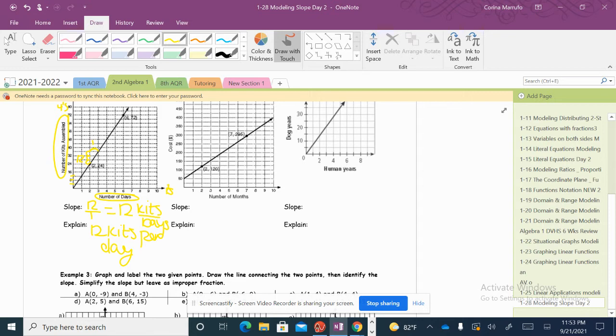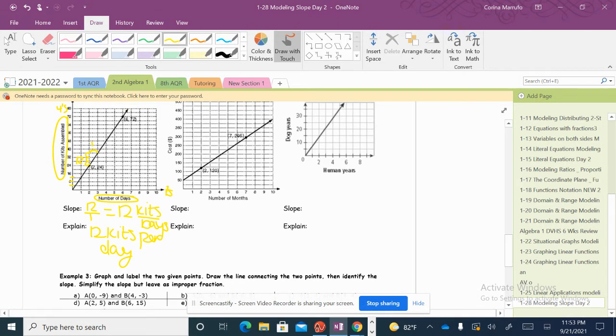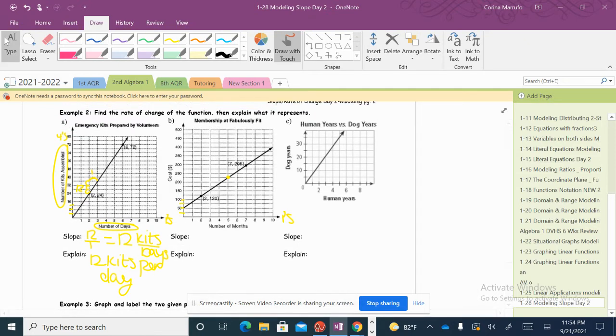All right, so let's try the next one. I'm going to go ahead and find 2 points. I'm just going to pick 2 points because those two are too far apart. My x-axis is counting by 1s. And my y-axis, this is 25, 50, 75, 100, so my y-axis is counting by 25s.